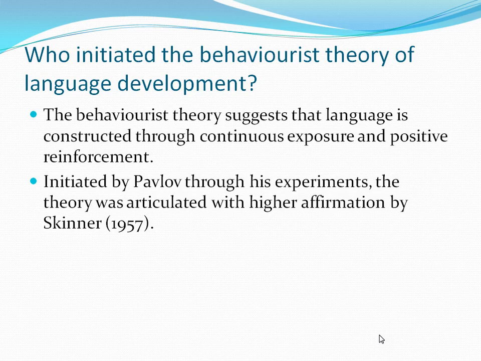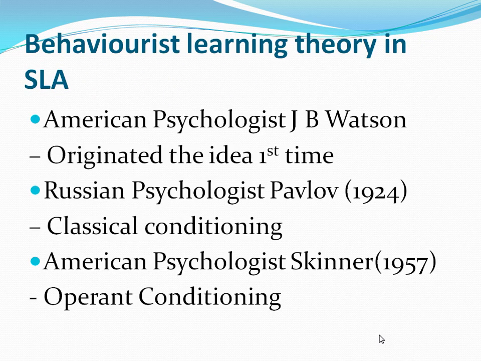Initiated by Pavlov, next time, through his experiment, the theory was articulated with higher affirmation by Skinner. So Pavlov, Skinner and Watson, these are the 3 persons related to behaviorist theory in second language. And this is American psychologist, he is a psychologist, J.B. Watson, Russian psychologist Pavlov, and American psychologist Skinner. They initiated this term. Actually Russian psychologist has called, actually it will be conditioned.